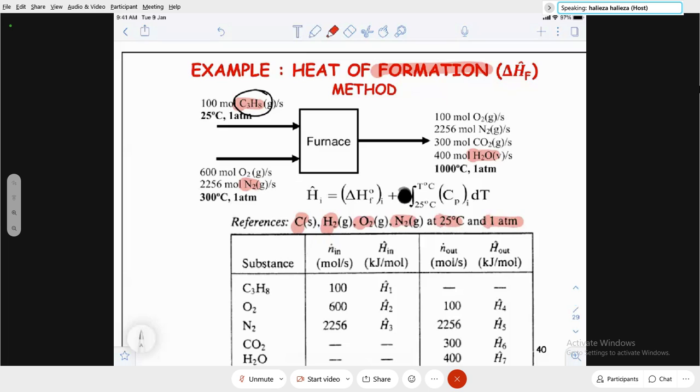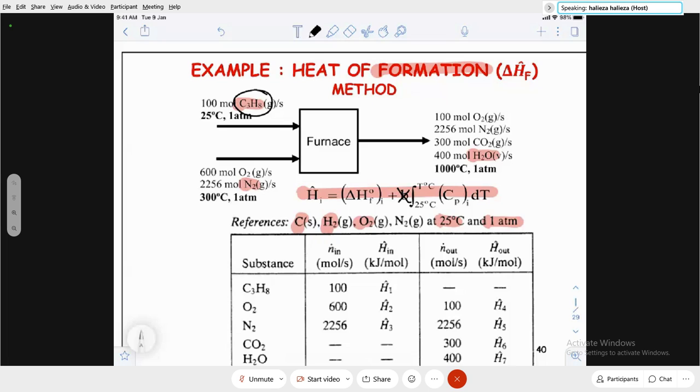Another thing that I want to highlight to you: there's a typo error in the notes. The equation when you're using the heat of formation is more or less this. I will show you how we arrive at that equation, but there is a term that is not supposed to be there. That B is not supposed to be there. So please correct that typo error.